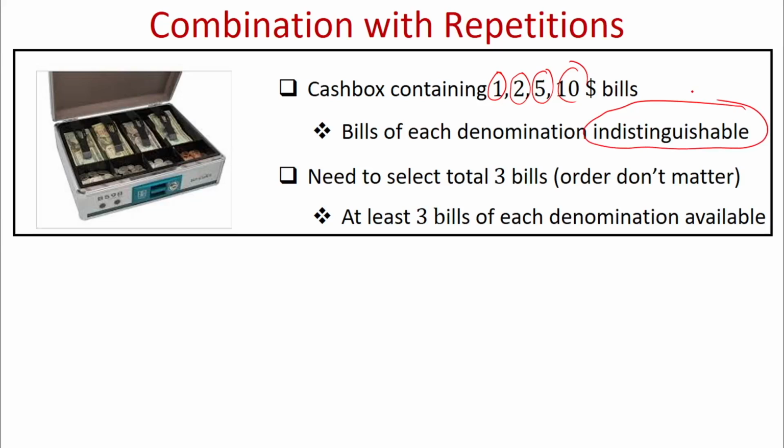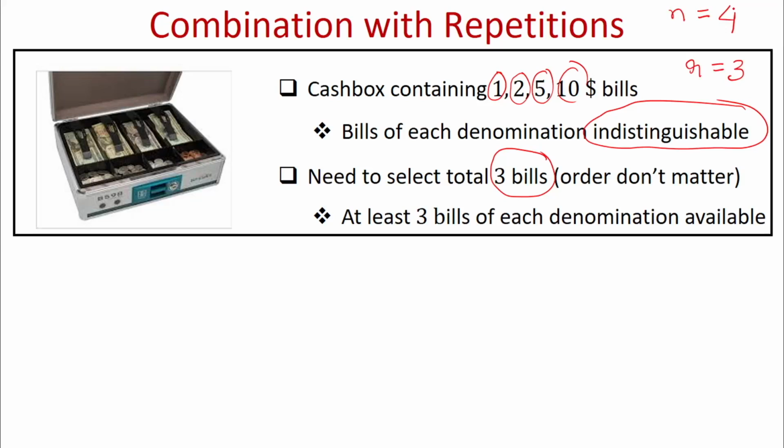Now suppose my problem is the following. I want to select a total of three bills from the bills which are available in the cash box, and here order does not matter because I am interested in finding the number of r-combinations. Here r is equal to 3, and n is equal to 4.